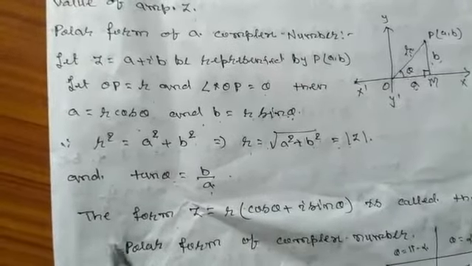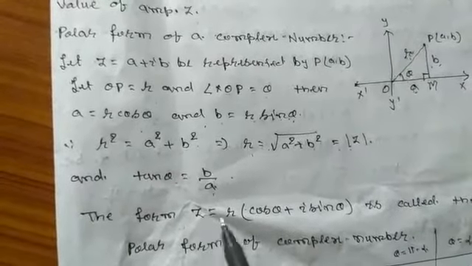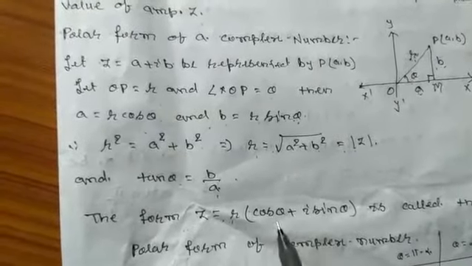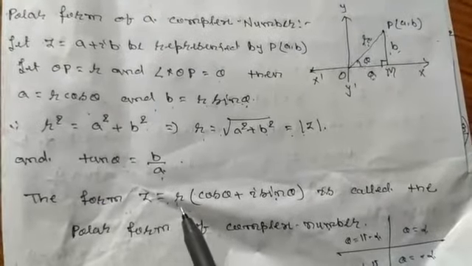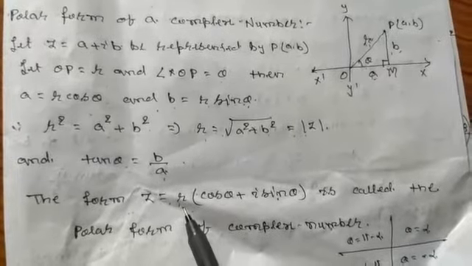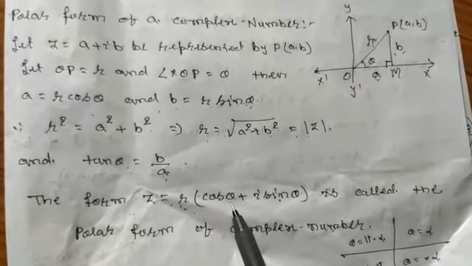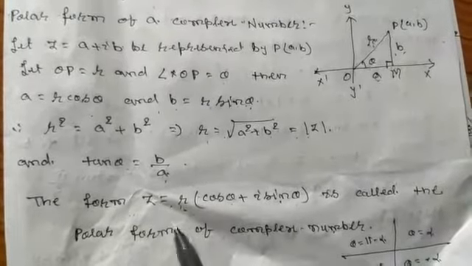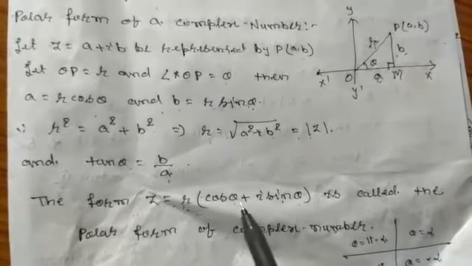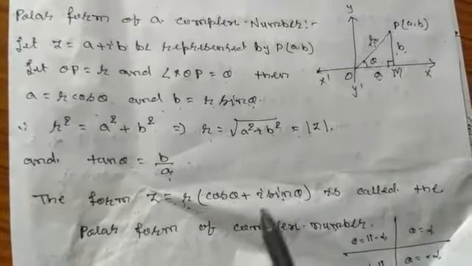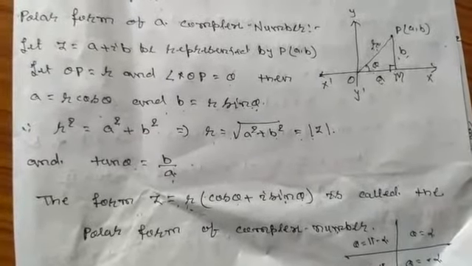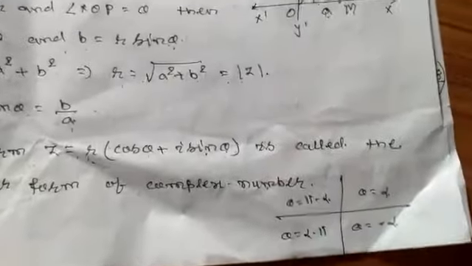Now the form z equals r (cos theta plus i sin theta) is called the polar form of a complex number, where r is the modulus of the complex number and theta is called the argument or amplitude of the complex number. So the r (cos theta plus i sin theta) form is called the polar form of a complex number, and every complex number can be written in this polar form. Now let's see some important things about the argument of a complex number.